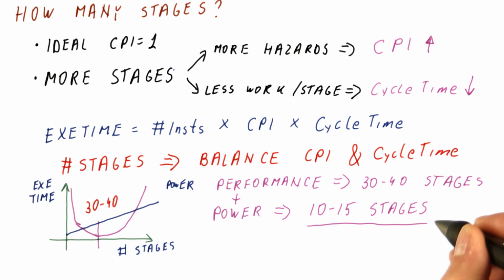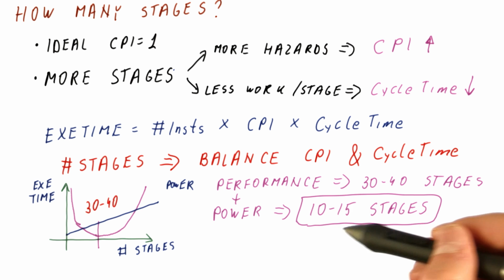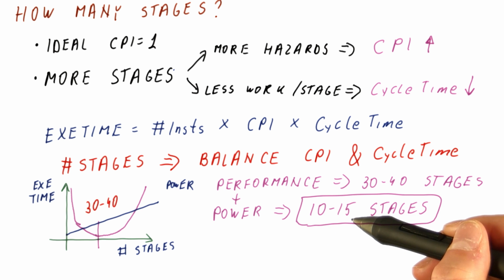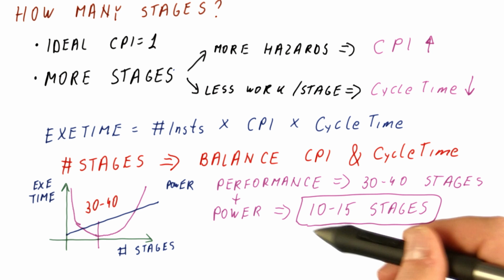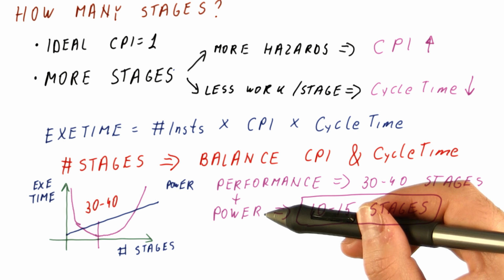So we end up with 10 to 15 stages in modern processors. So again, this is not because performance is best when you have this many stages. It's because it's the number of stages that balances pretty good performance with relatively low power consumption, or at least manageable power consumption.